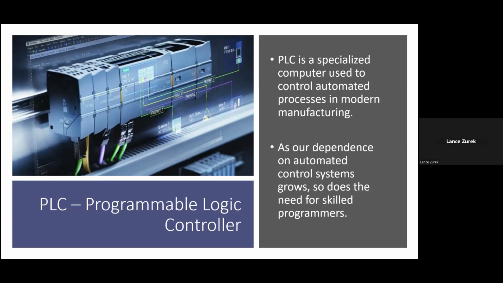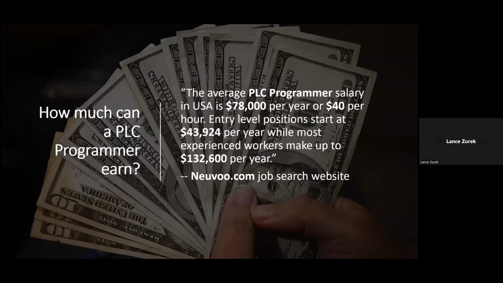Now, as the world of manufacturing becomes increasingly dependent upon these automated control systems, the need for workers skilled in the programming of such systems also grows exponentially. To get a clear idea of just how highly prized these types of programming skills are, here are some salary figures for PLC programmers as quoted from the job search website nuvu.com. Quote, the average PLC programmer salary in the United States is $78,000 per year, or $40 per hour. Entry-level positions start at $43,924 per year, while most experienced workers make up to $132,600 per year, end quote.